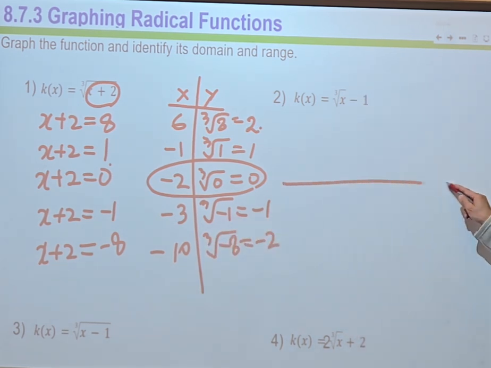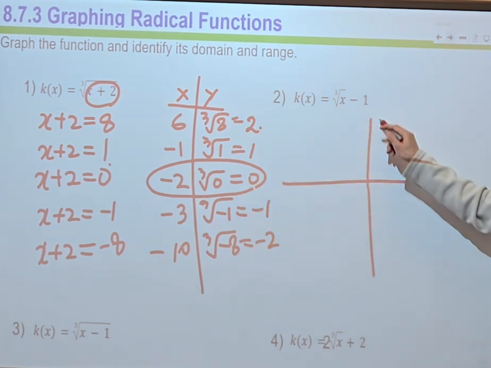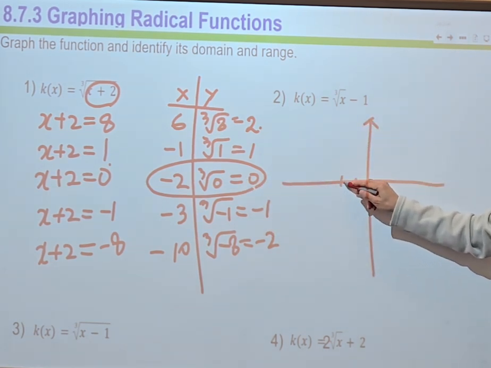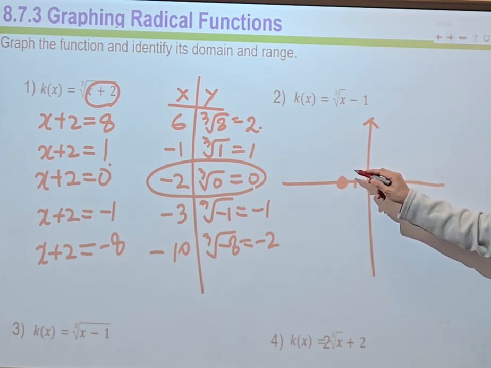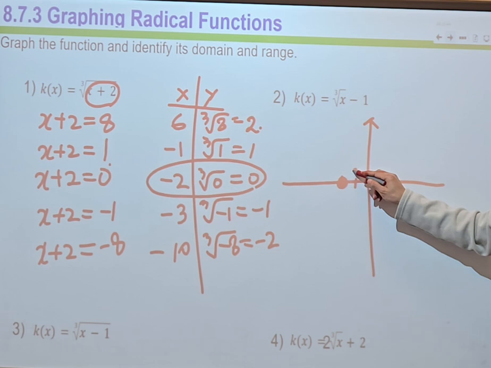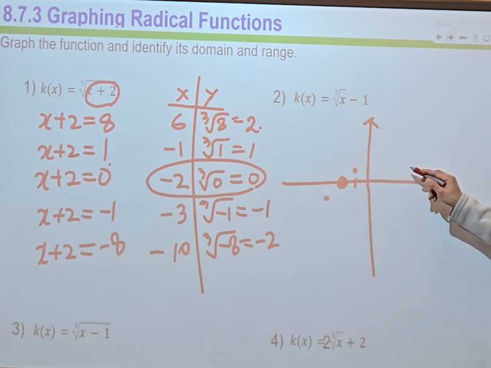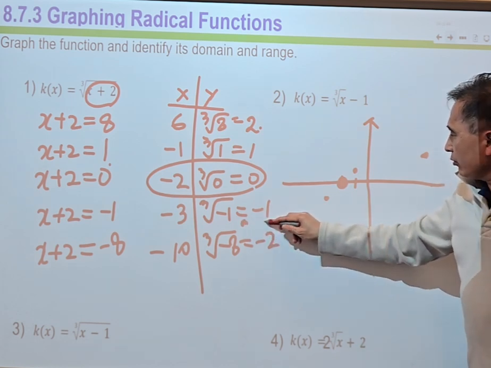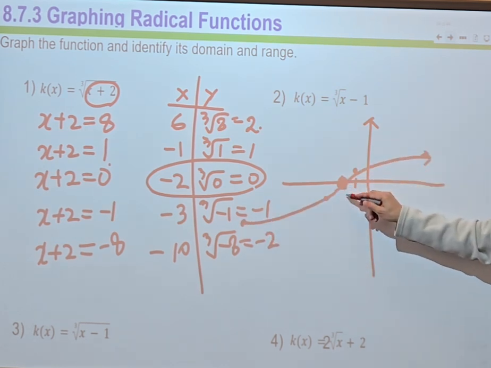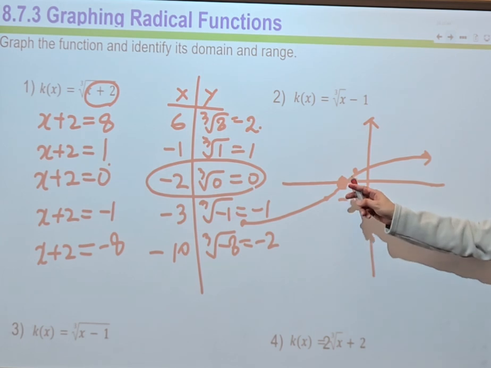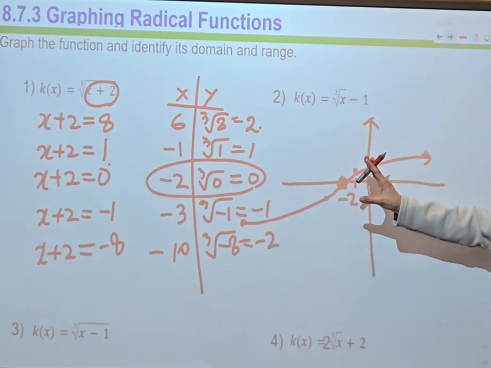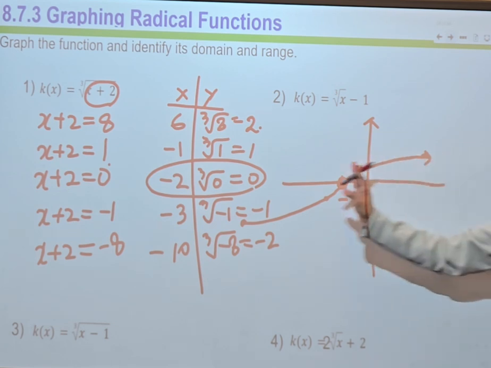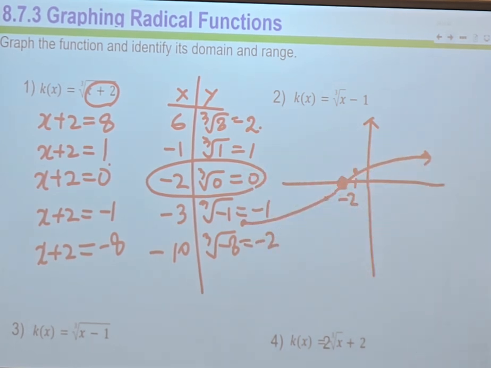Okay, if you plot the points all the time, this first, negative 2, comma 0, and negative 1, 1, and here, and then 6, 2, negative 10, negative 2, so graph is like that, right? And then that was negative 2. Negative 2, comma 0 right there, right? Domain and range of the cube root function, all real numbers. X value can be anything, y value can be anything. Everybody got that?